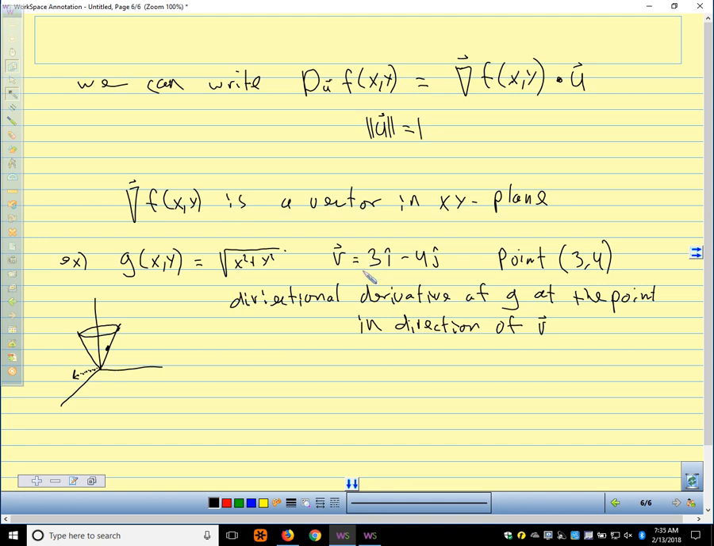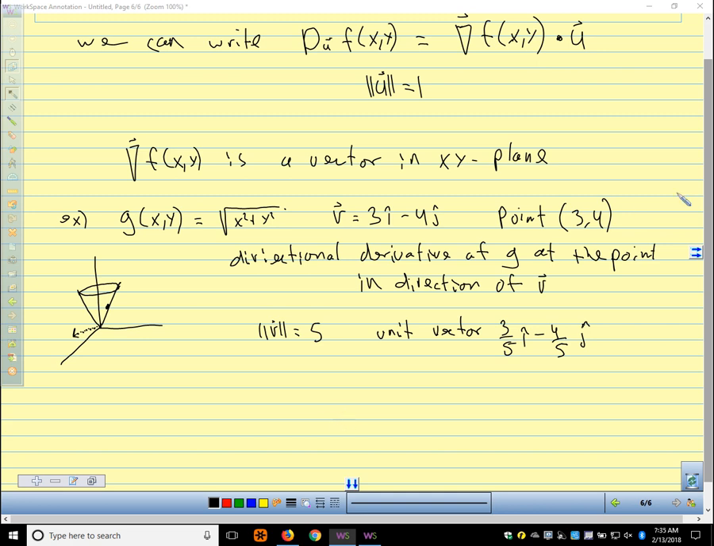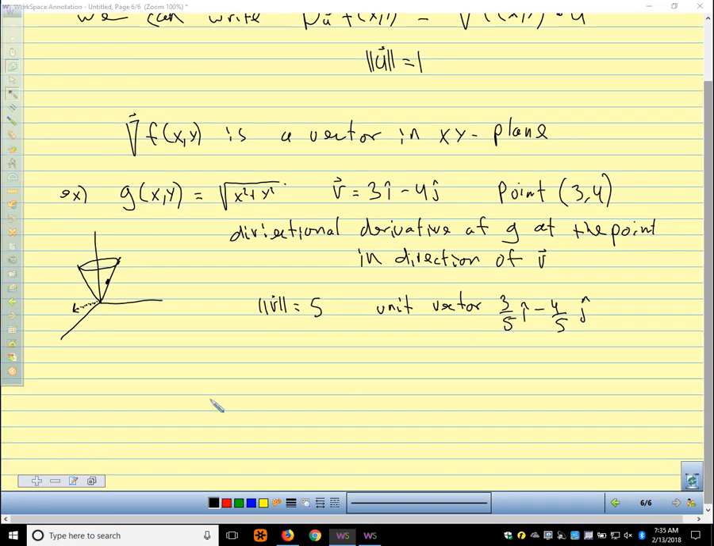Well, we need a unit vector. So the magnitude of v is the square root of 3 squared plus 4 squared. What is that magnitude? 5. Magnitude of v is 5. So our unit vector, we need a unit vector for our directional derivative, is 3/5 i hat minus 4/5 j hat. So we need to make sure we use a unit vector.